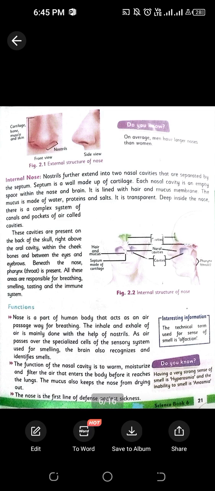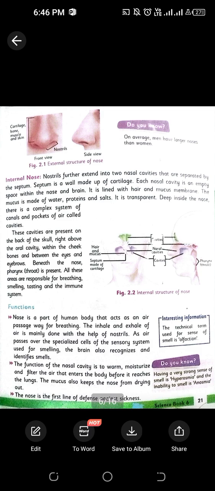Now you can see figure 2.1, the external nose. The two openings are known as nostrils, and the parts are the cartilage, then the bone, then the muscle, and the skin. The internal nose has two nasal cavities that are separated by the septum. The septum is a wall made up of cartilage, and each nasal cavity is an empty space within the nose and the brain. There are some nose hairs lined inside, as well as the mucus in the nose.